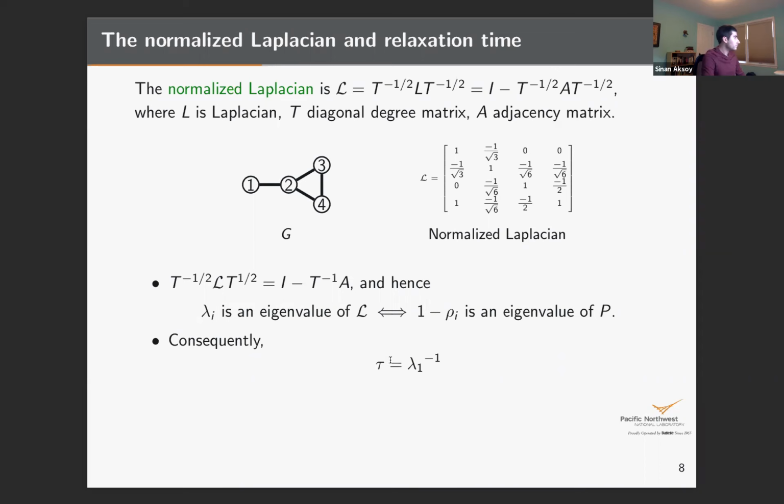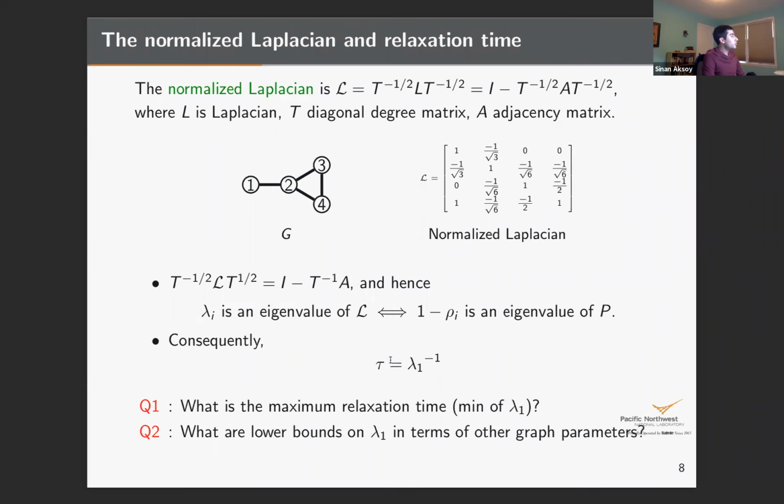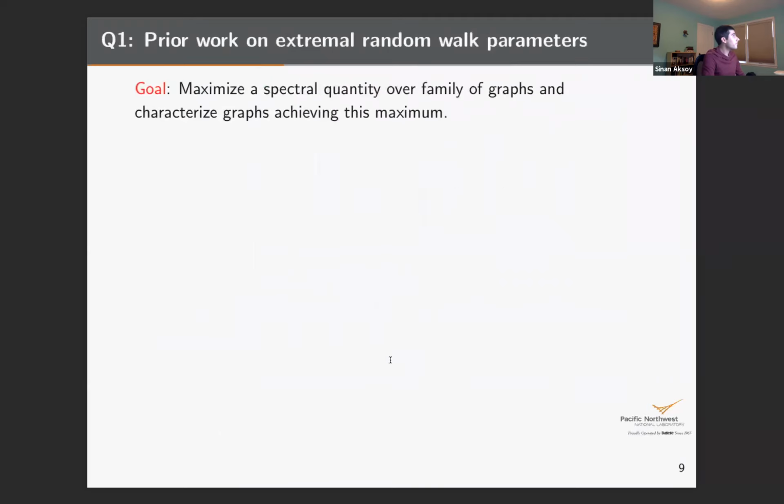So the two questions that we're going to look at are, first, what is the maximum this relaxation time can be, i.e. the minimum of lambda 1? And two, what are some lower bounds on lambda 1, perhaps in terms of other graph parameters?